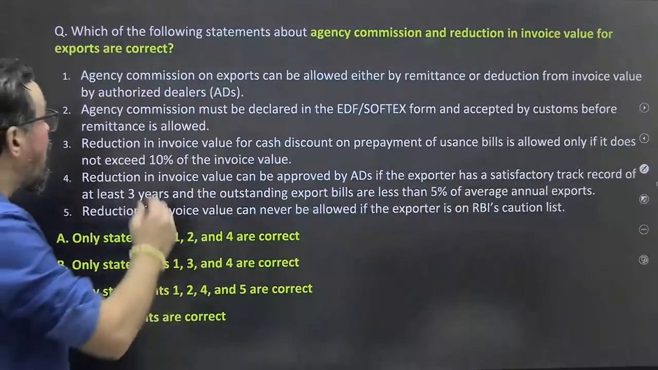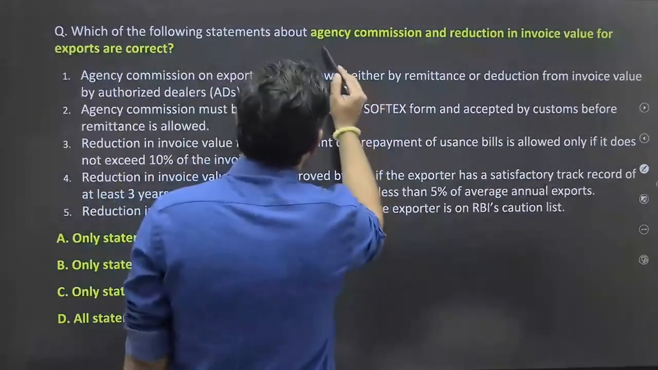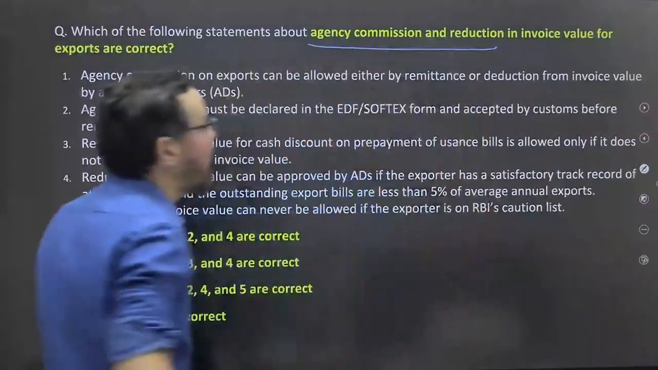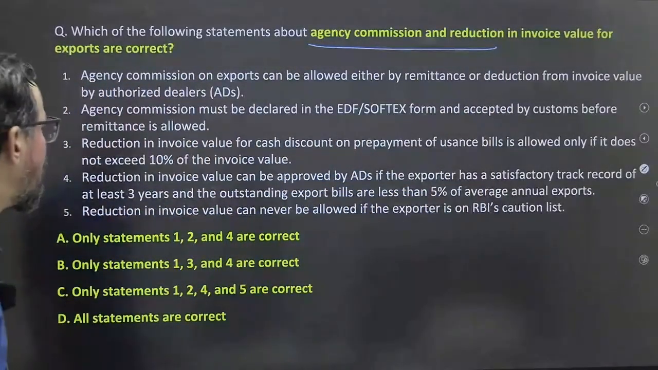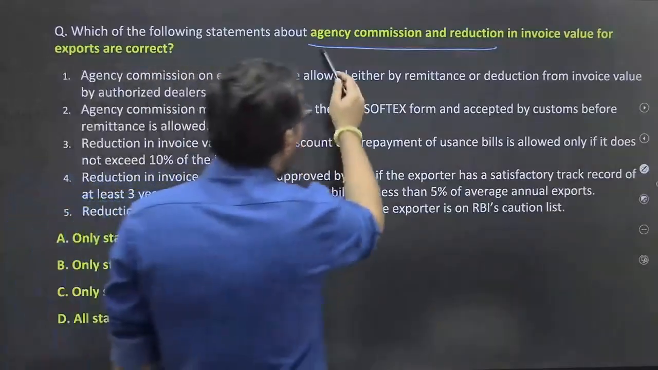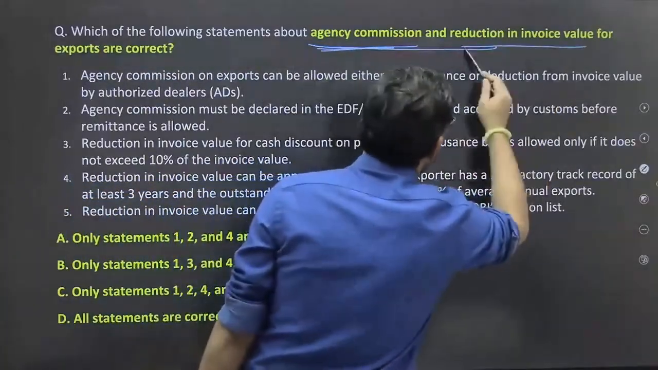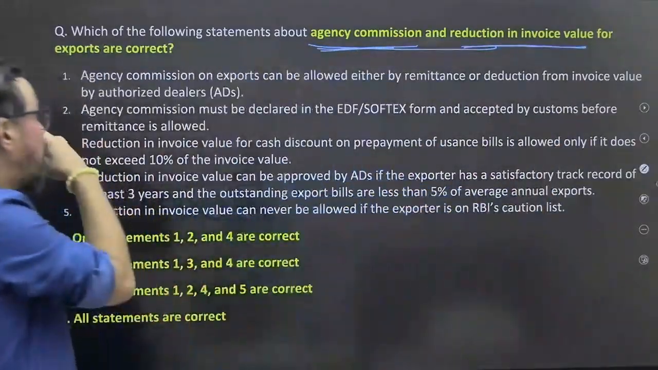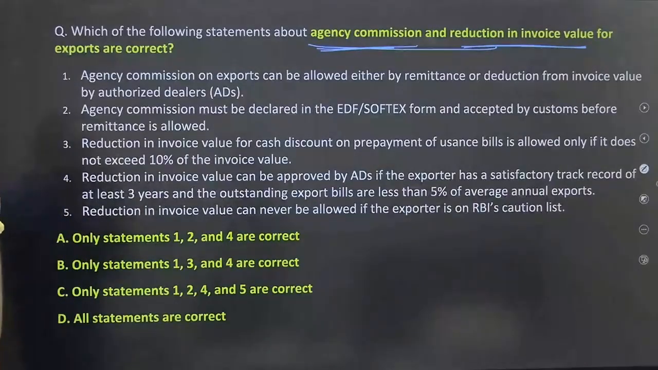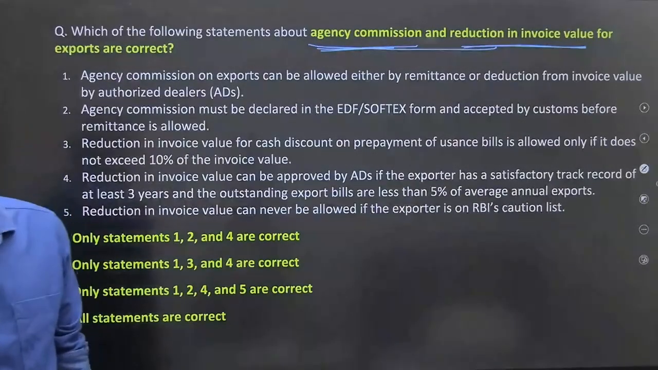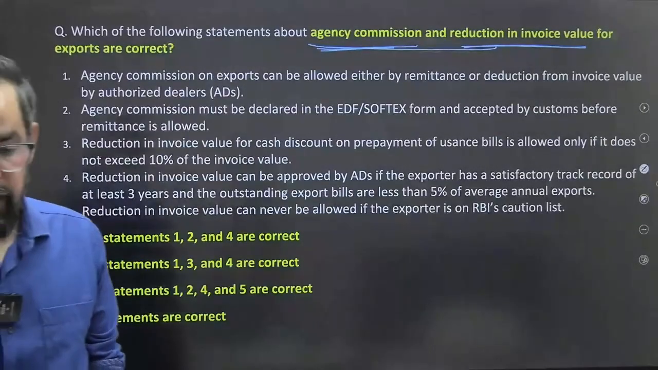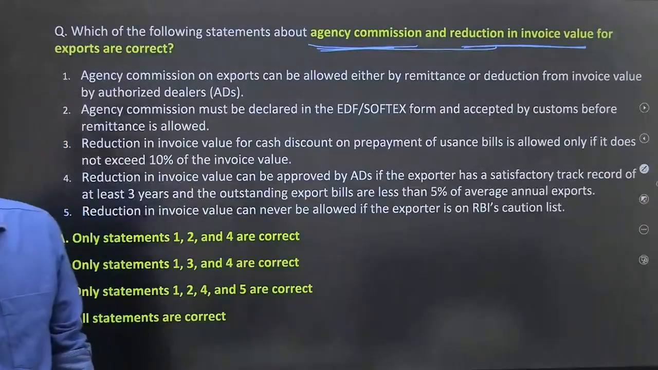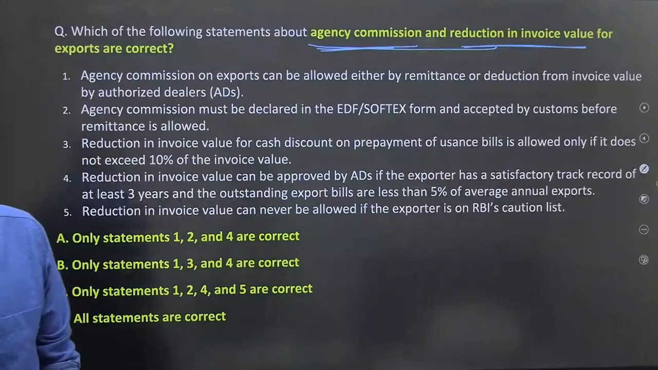Next one. Which of the following statements about agency commission and reduction in invoice value for exporters are correct? So what will be your right answer, guys? Take it easy, there is no hurry. Just go through the statements and try to build your understanding.